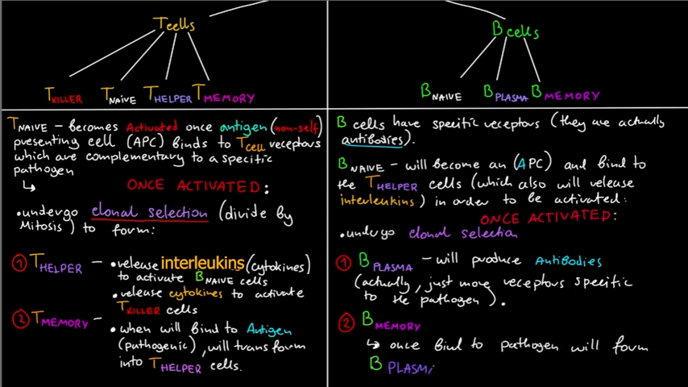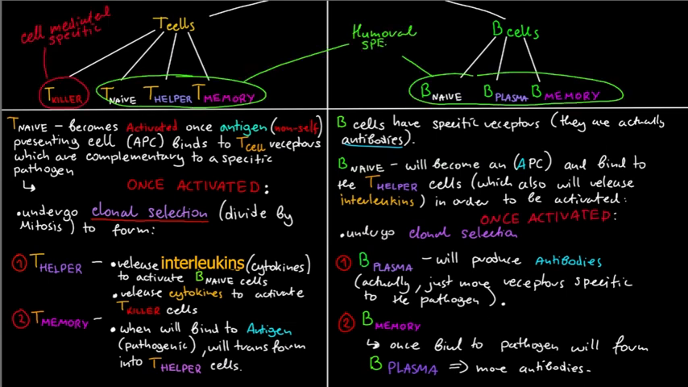And the same thing will happen with B memory cells as with the T memory cells. Once they bind to the specific pathogen, so their antigen, they will be converted into the B effector or B plasma cell.